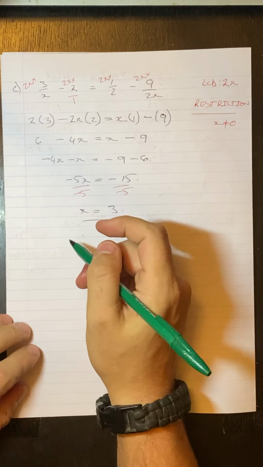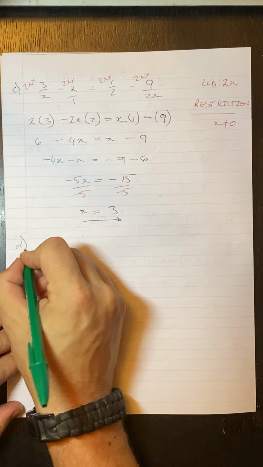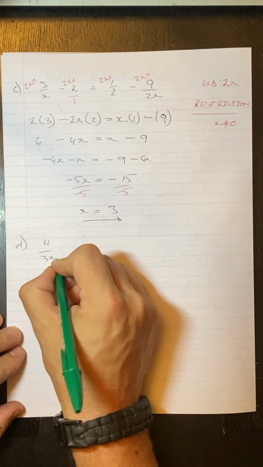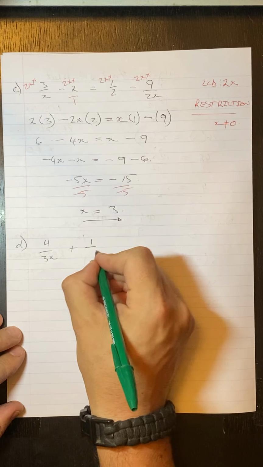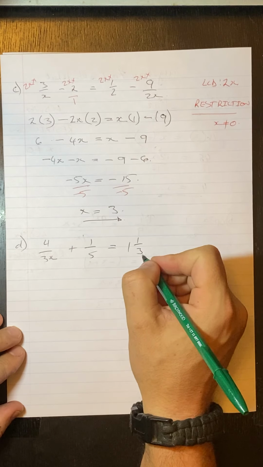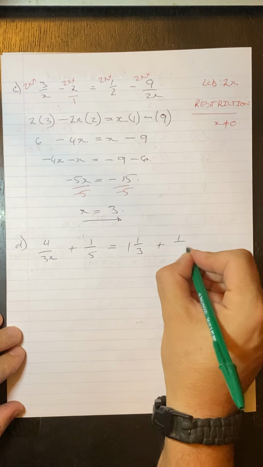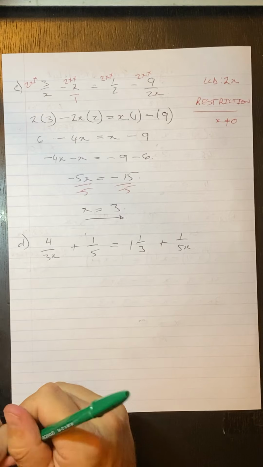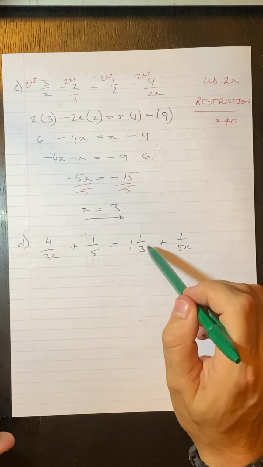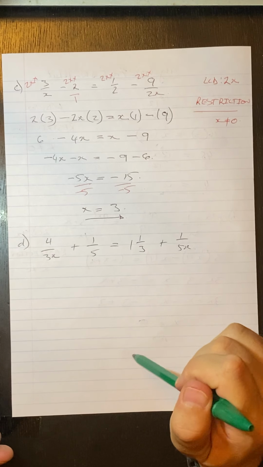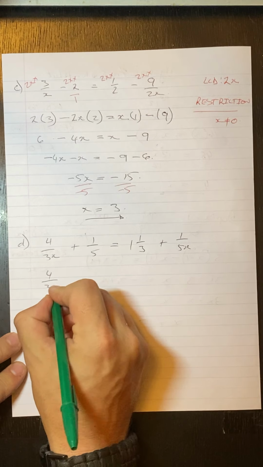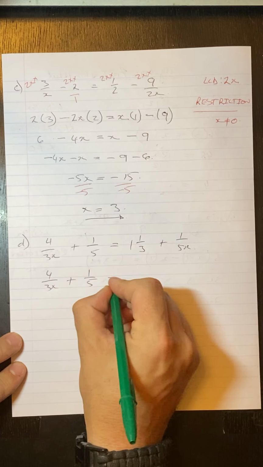Okay. Question D. We've got 4 over 3x plus 1 over 5 equals 1 and 1/3 plus 1 over 5x. All right, so grade 9s, before we even try and start answering this question, I need to convert this mixed fraction into an improper fraction first. So I'm going to rewrite everything else out and convert this one.